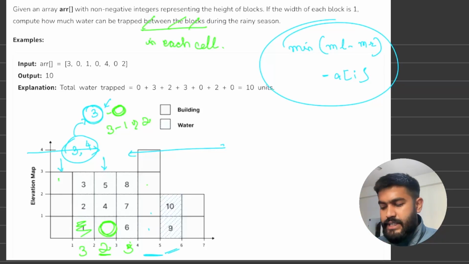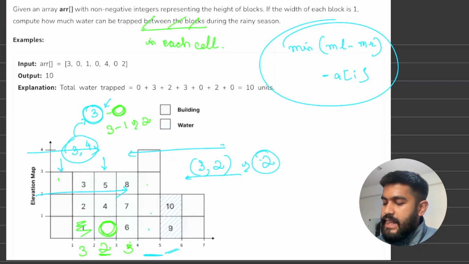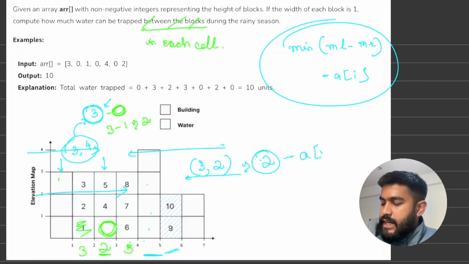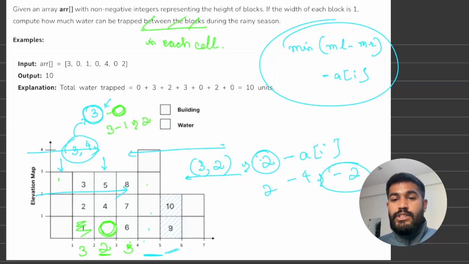If I stand at this index, then the max from this side is how much? This side is 2. And the max from this side is how much? 3. So minimum of 2 and 3 is how much? 2. And then if we subtract the current element, that is basically 2 minus 4, so that is minus 2. So if we add minus 2 to our result, then it would disrupt it.